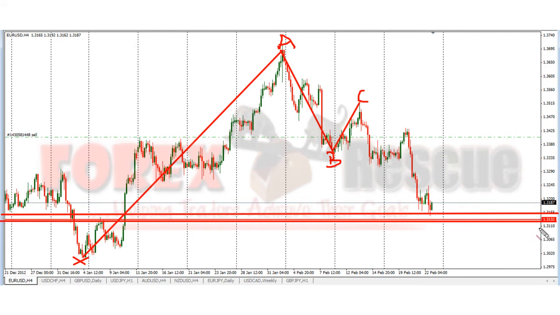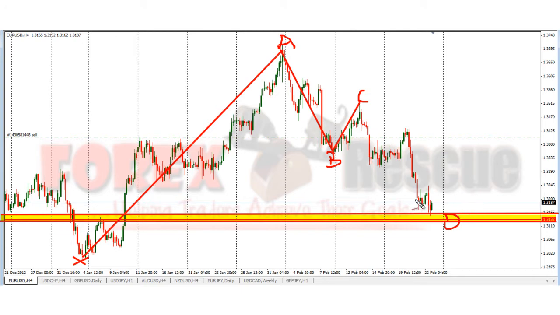So if you take note, our major area of support that we spotted on the weekly time frame is within our potential reversal zone. This area painted in yellow is within our potential reversal zone. So this area, like I said earlier, is what we call our point D. This area here, this area painted in yellow.